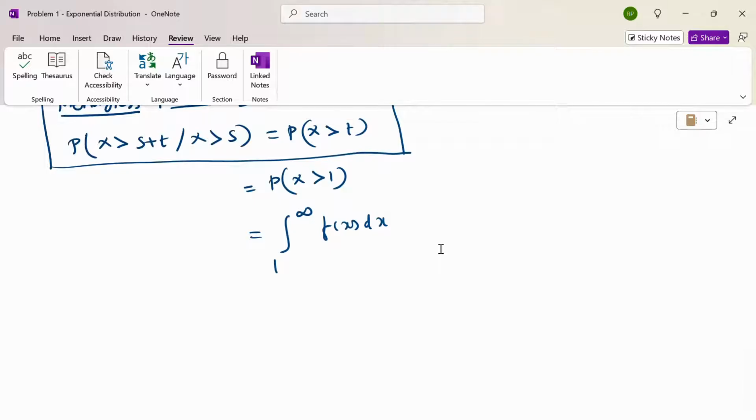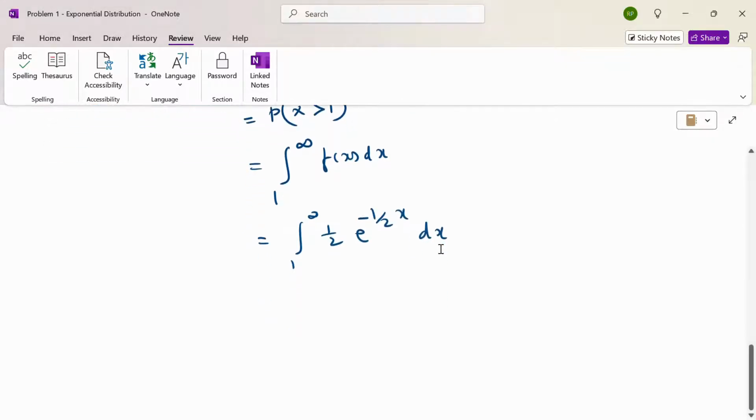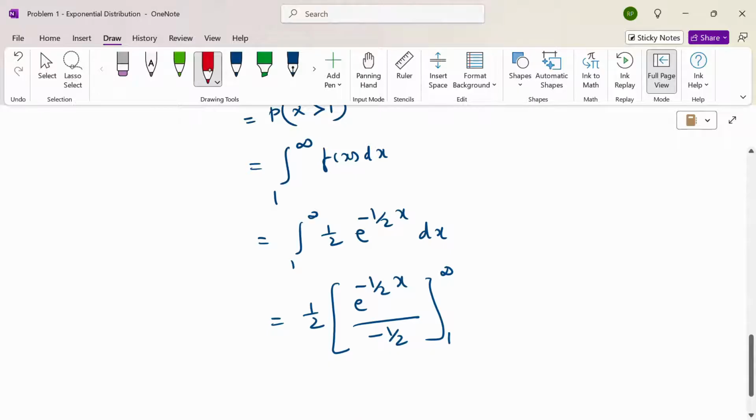So what is the f of x? 1 by 2 e power minus 1 by 2 x into dx. Now the integration of 1 by 2 e power minus 1 by 2 x by minus 1 by 2, from 1 to infinity. Now cancel these two terms.